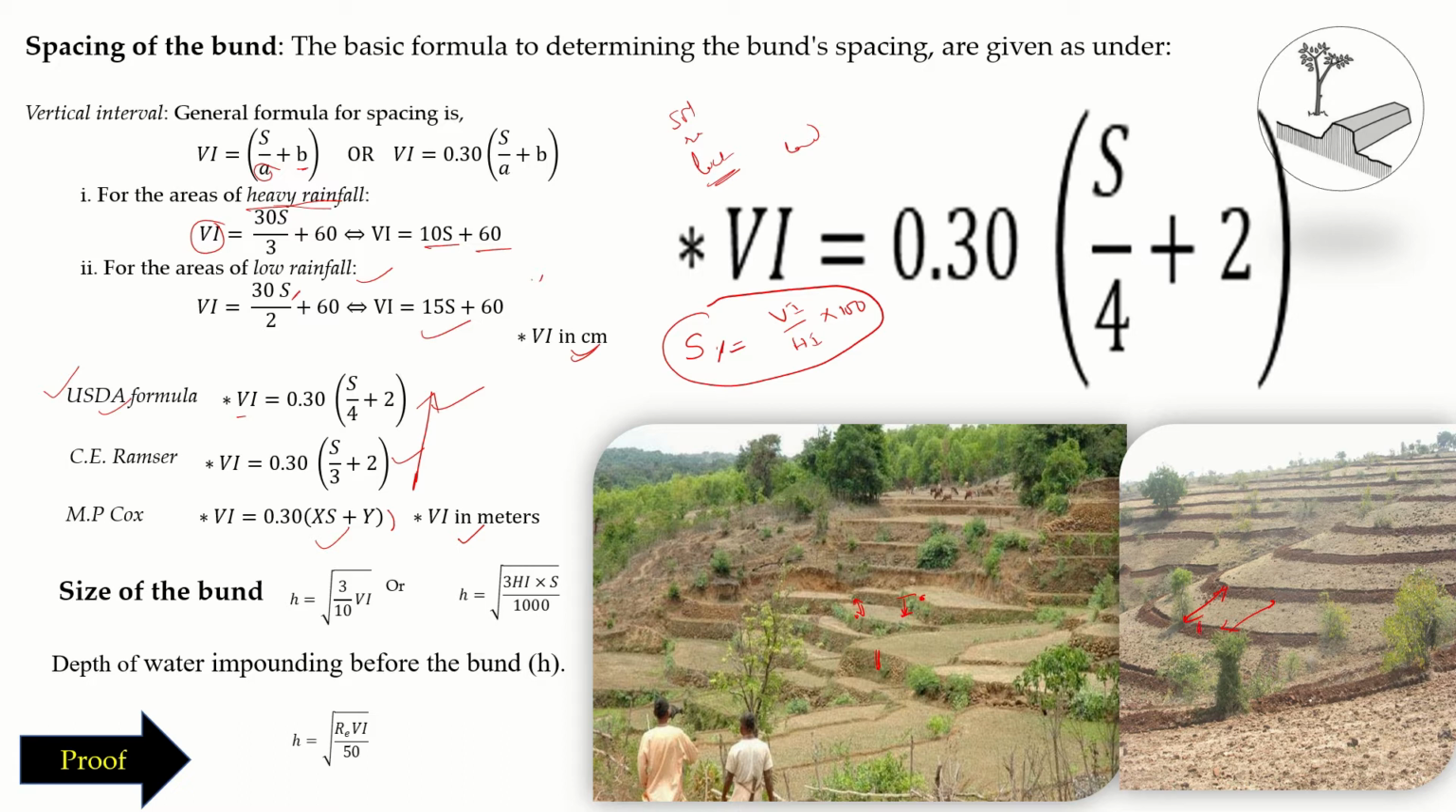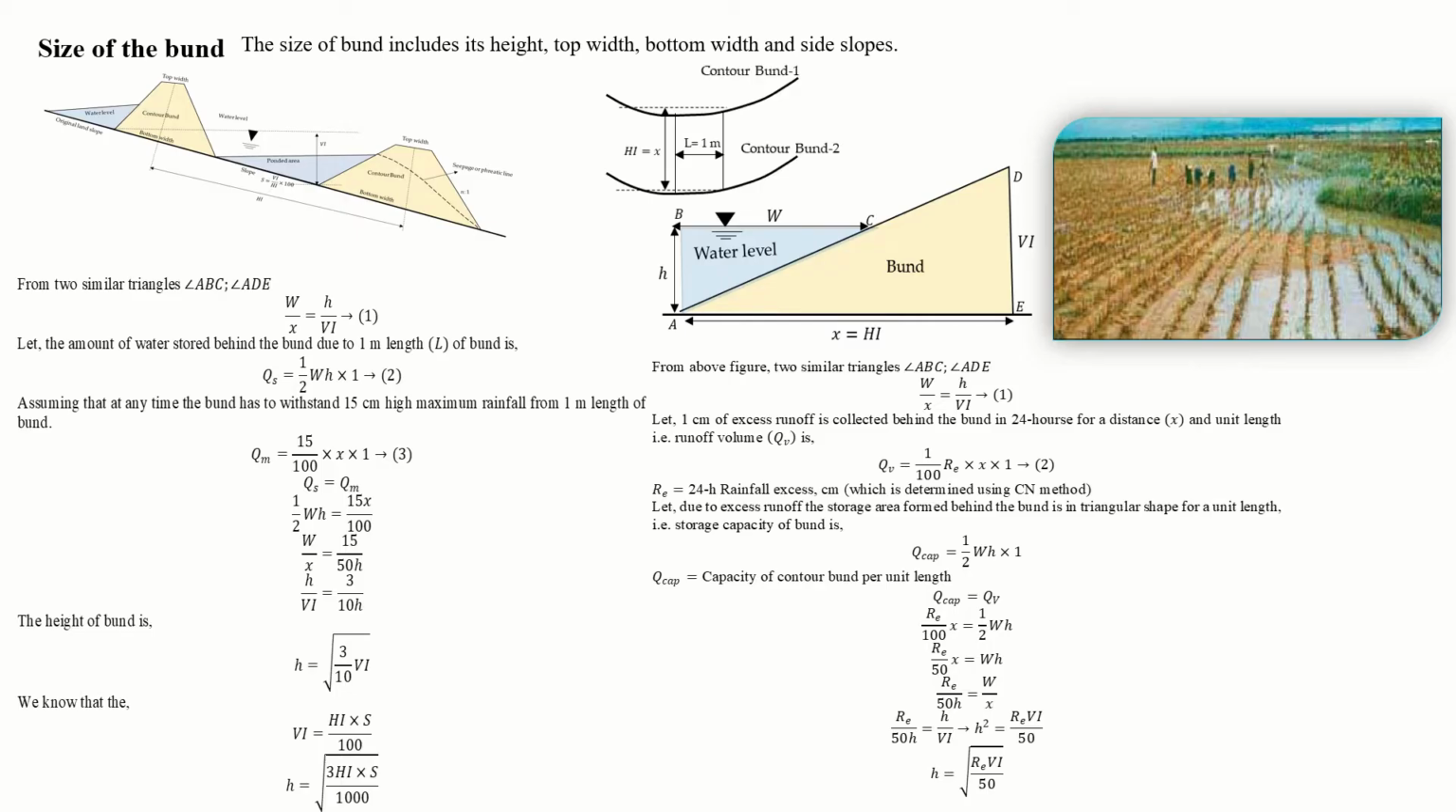Okay, now what is the height of the bund? It can be calculated using this formula. The vertical interval can be substituted in this, so that is your slope by horizontal interval by 100. Now the depth of water impounding behind your bund is also calculated using this formula. Let us see how these two formulas have been derived.